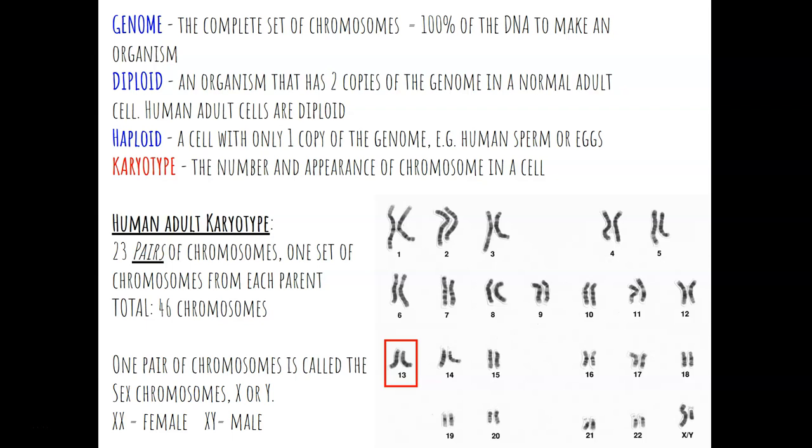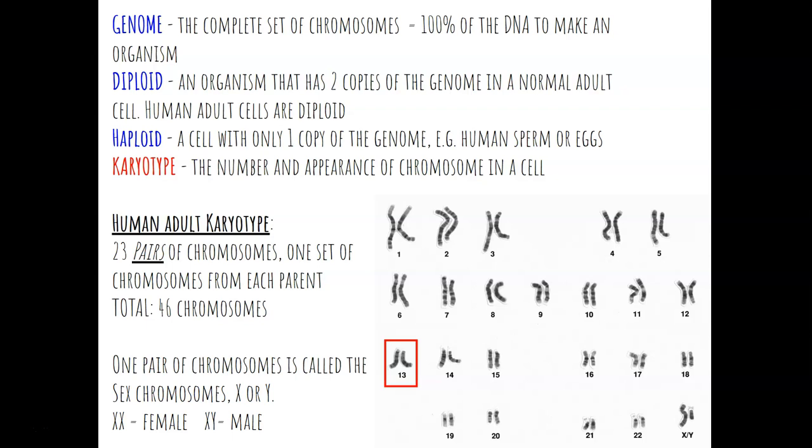So what happens in many organisms is they go through an alternation of generations where you have a diploid part of the life cycle and then a haploid part of the life cycle. So in humans, we create sperm and eggs that are haploid, they only have one copy of the genome.